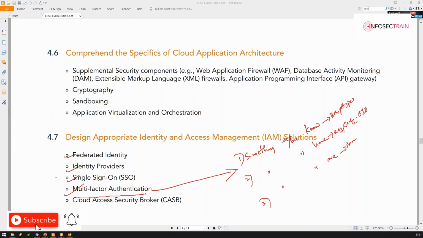For example, when you log into Gmail, they will ask you for a username and password. When you enter the username and password, they will ask you for an OTP. That is multi-factor authentication. That's it.